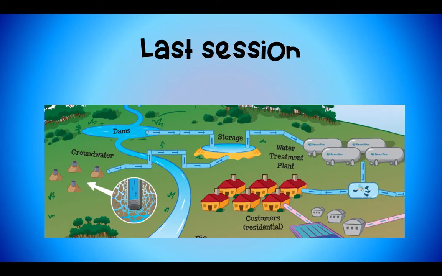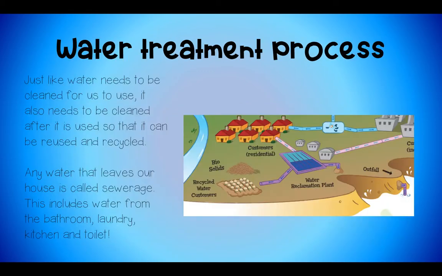water. Now, last lesson we had a look at where our water comes from, and we found out that it's collected in big dams, it travels underground in pipes, and it goes through special tanks at a water cleaning plant to filter and clean our water so that it is safe for us to drink. But today we are going to look at what happens when we are finished with the water and it goes down our drains. So just like water needs to be cleaned for us to use, it also needs to be cleaned after it is used so that it can be reused and recycled.